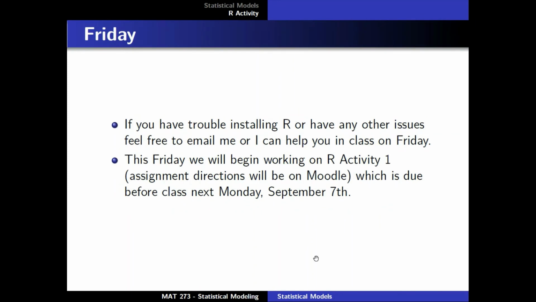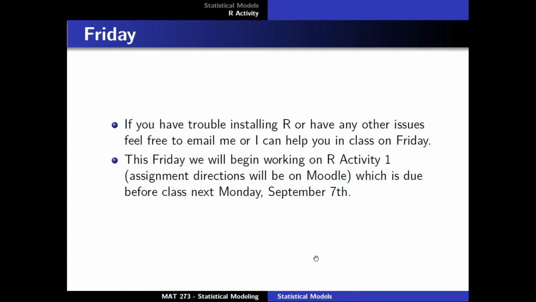If you have any trouble, feel free to reach out to me by email, or I'll try to help you in class on Friday. This Friday, I will possibly be helping some of you download and install R, and I'll also be walking through coding in R. I'll use Zoom to share my screen and show you some basic coding in R, and then save that script for you and allow you to try and do something very similar, just with a different data set. So that's what we'll be doing this Friday.